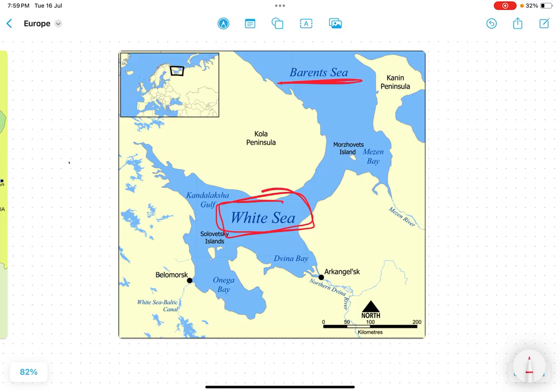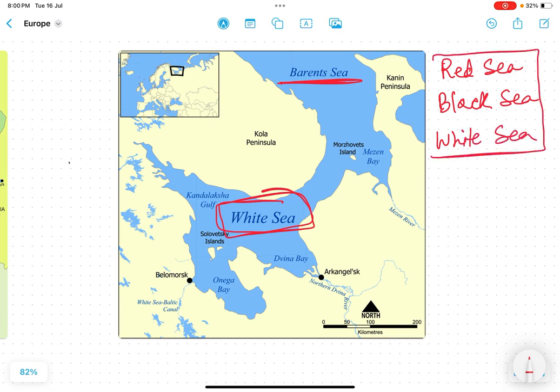So there are only 3 seas that are named after colors. First we have the Red Sea, we know about it. Then we have the Black Sea, we have just studied the Black Sea, and the last one is the White Sea. Only 3 seas are named after colors. So you should remember the third one, that is the white. Red and black everybody knows, and the White Sea is in the Barents Sea.